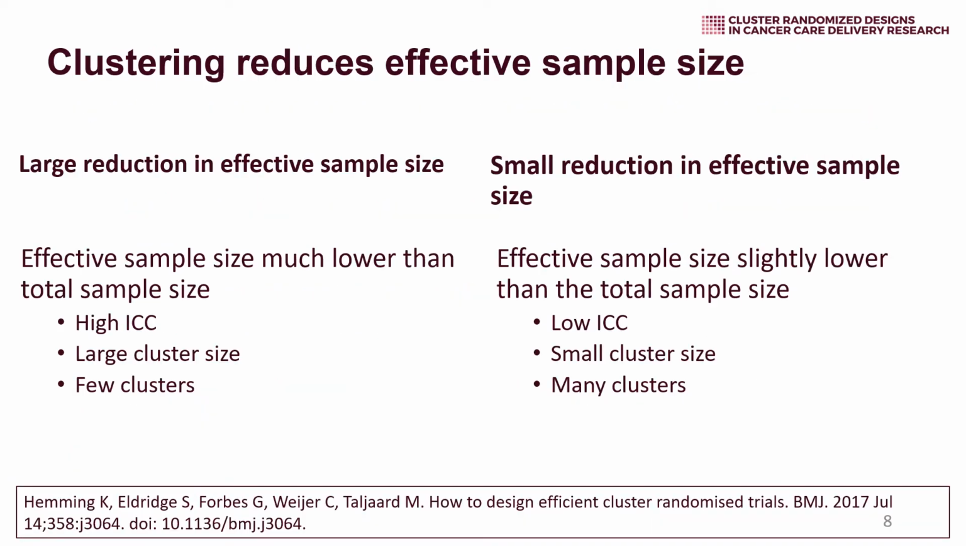So clustering reduces the effective sample size, and there will be a large reduction in the effective sample size if intra-cluster correlations are high, if the cluster sizes are large, or if we have a few clusters. Sometimes there will only be a small reduction in the effective sample size, and this will occur when intra-cluster correlations are low, when cluster sizes are small, and when we've got many clusters.